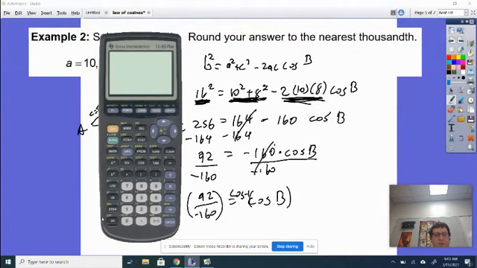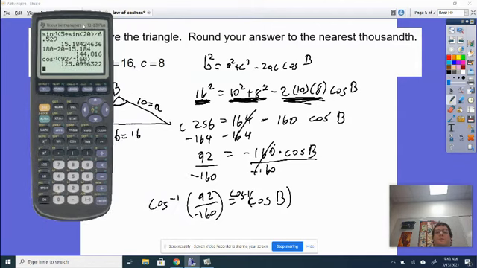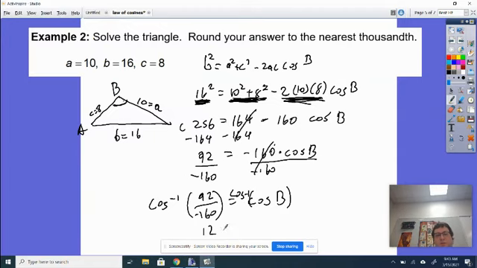Okay, so inverse cosine of 92 divided by negative 160. The reason you don't want to divide that and round it off is that you'll more than likely get a rounding error. Okay, so I get 125.100 with rounding. It's kind of a weird rounding one, but that's where it rounds to. Okay, and that's my B.